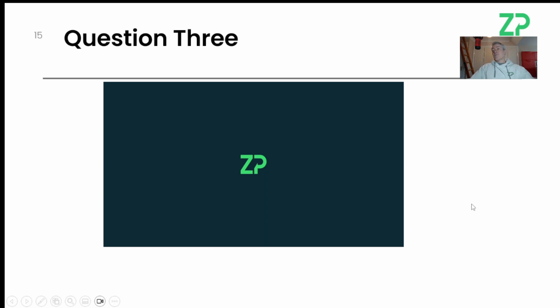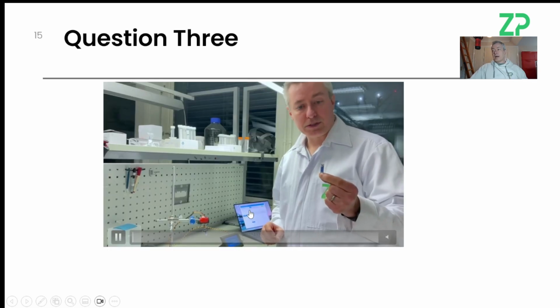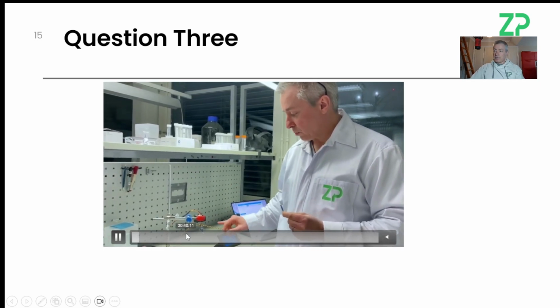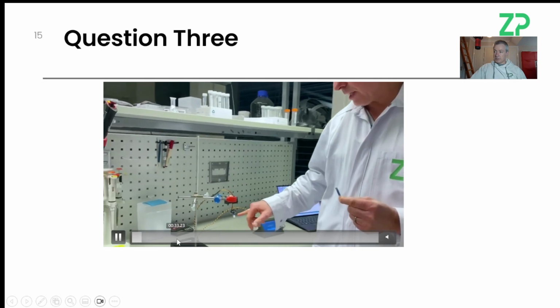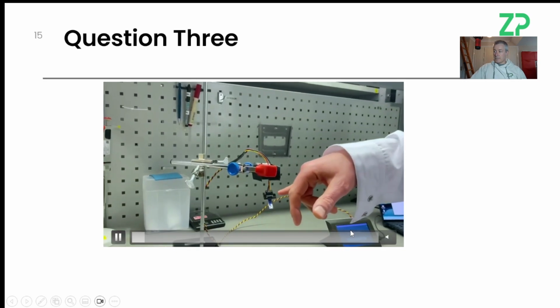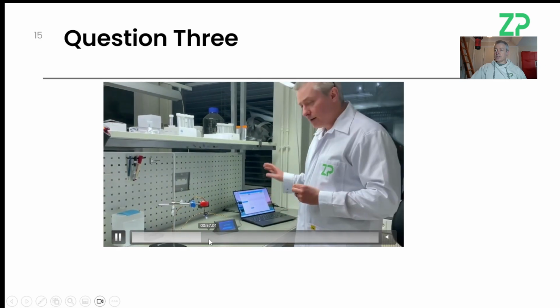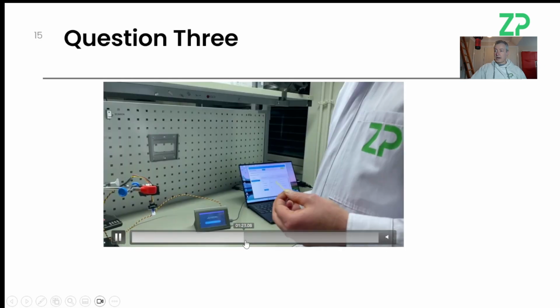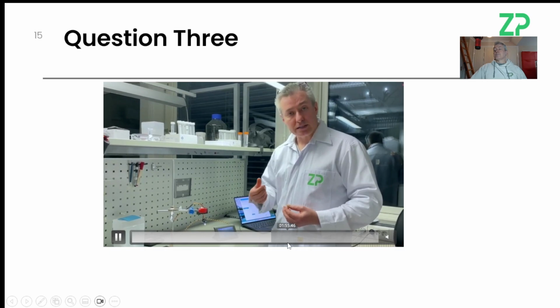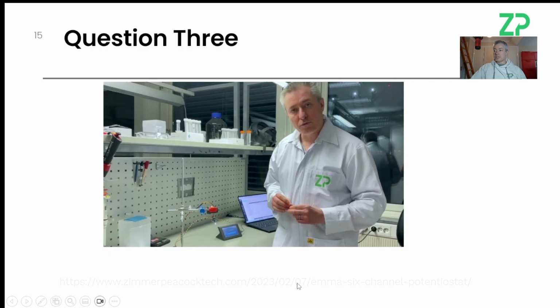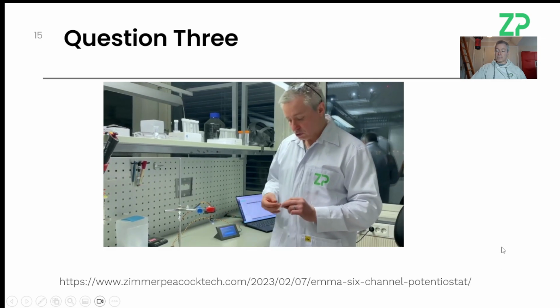Somebody else just wants to run 4 biomarkers in parallel. At ZP, we do have the EMA potentiostat. It's a 6-channel instrument. It's pretty cute. This is it here, just in the background. We use it to run parallel experiments at the same time. So have a little look into the EMA potentiostat, and I'll put a link to that underneath here as well.